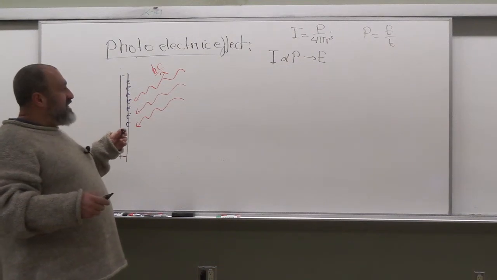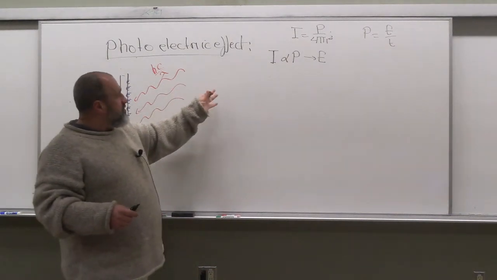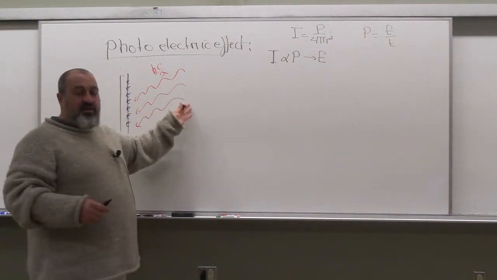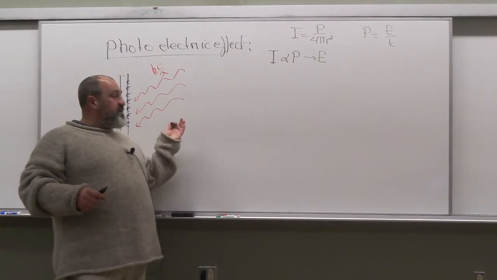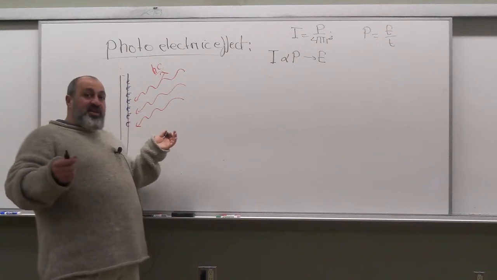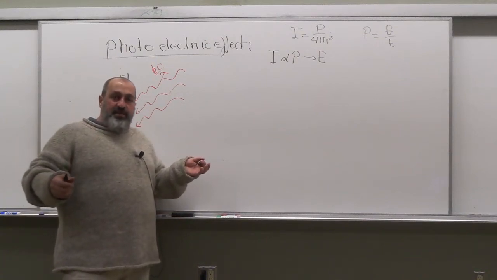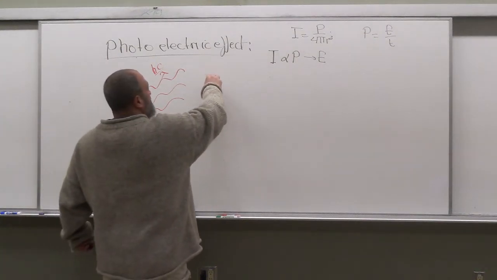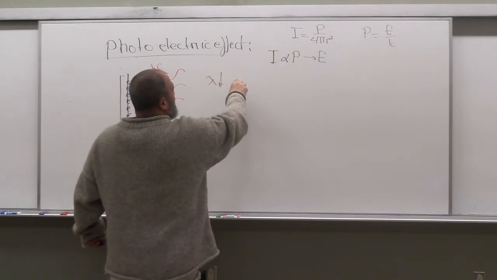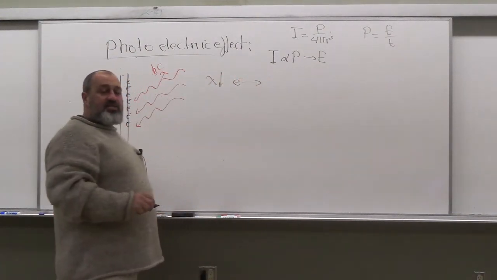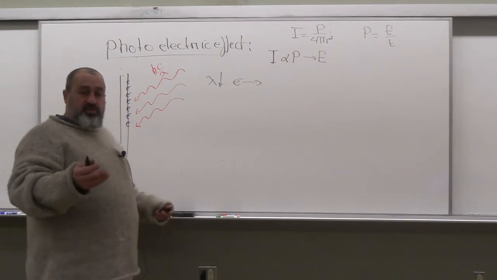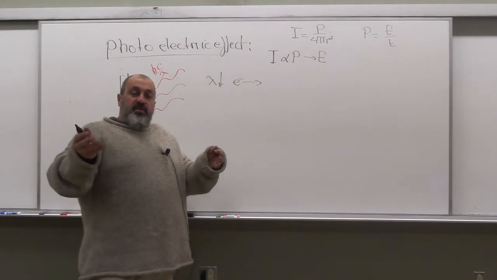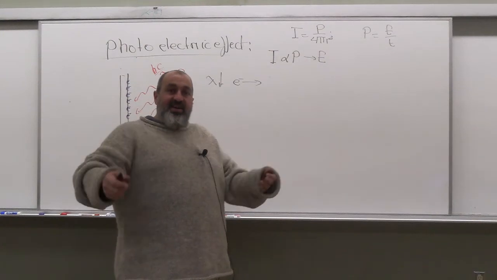If you increase the intensity, the electrons need a certain amount of energy to come out. If you wait long enough, nothing is going to happen, despite the fact that light is coming in. If you increase the intensity, nothing is going to happen. But if you decrease the wavelength, then at a certain wavelength value, electrons get emitted.